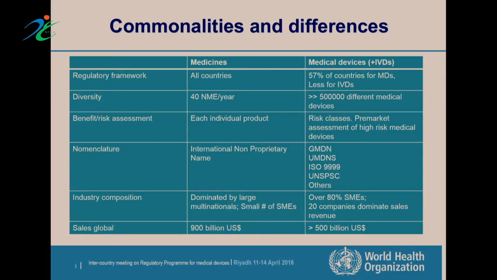Then the industry composition. If you look at pharma, there's big pharma, and they are merging all the time, so there's hardly any place for small and medium enterprises. That's not the case for medical devices. There's a huge amount of small and medium enterprises in the world. And the sales for pharma is about 900 billion US dollars, and we estimate, but probably it's much more, 500 billion for medical devices. So it's a significant number of dollars.